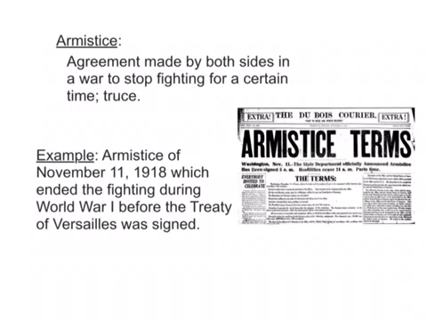Our next key term is armistice. This is an agreement made by both sides in a war to stop fighting for a certain time, or a truce. An example of this is the Armistice of November 11, 1918, which ended the fighting during World War I before the Treaty of Versailles was signed. Make sure you're using this example, using key terms, or drawing a picture of armistice in the far right-hand side of your vocabulary chart.